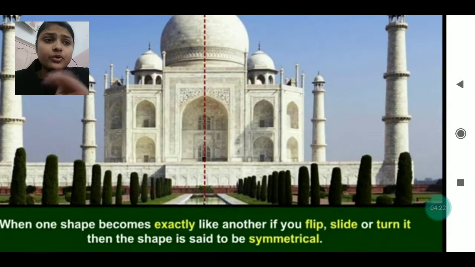You can see this beautiful Taj Mahal picture I have taken. In this picture you can see that when one shape becomes exactly like another if we flip, slide or turn it, then the shape is called symmetrical.